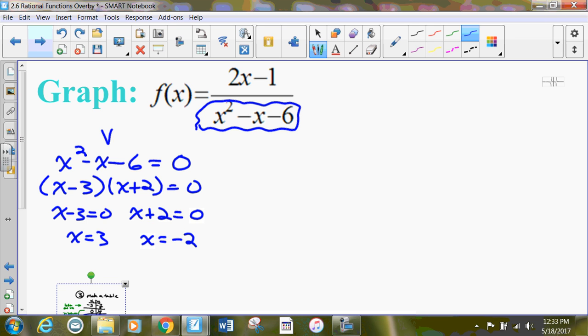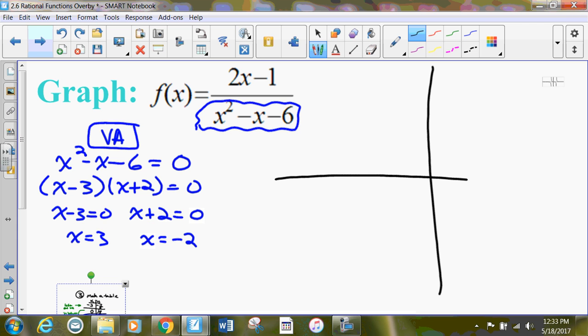So once again, when we're asked to do a sketch of a rational function, the first thing we're going to do is look at our denominator, set it equal to 0, and find out if there are any vertical asymptotes and where they exist. So what we're going to do is we're going to put the vertical asymptotes where they belong at 3 and at -2. So one here and one there.